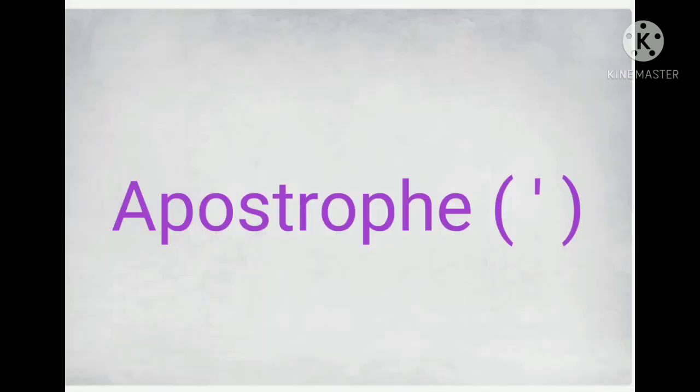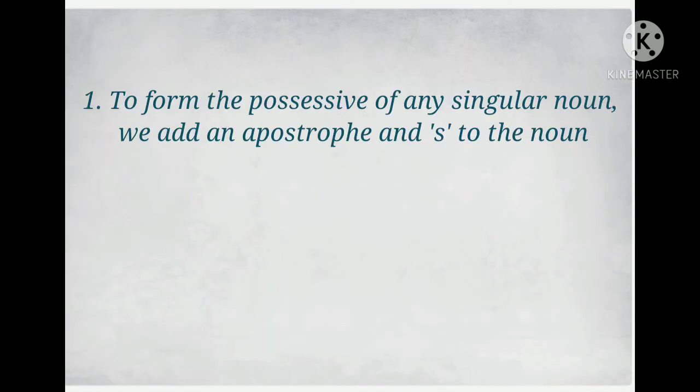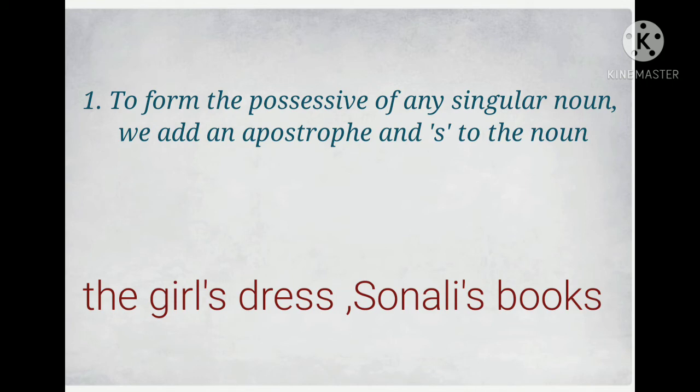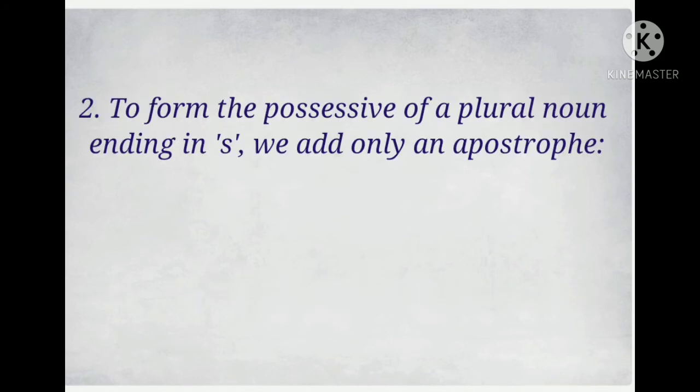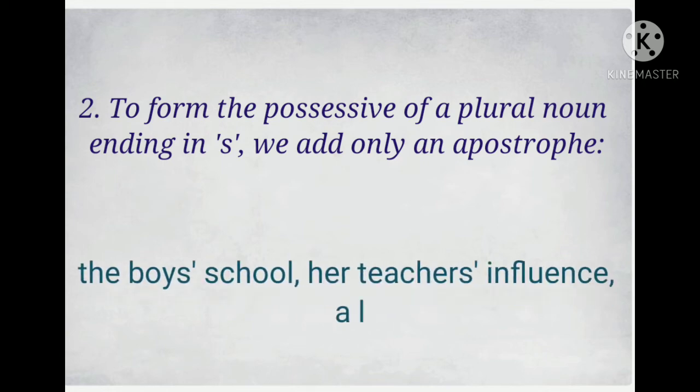Next punctuation mark, apostrophe. The apostrophe is used to form the possessive of any singular noun. We add an apostrophe and s to the noun. Examples, the girl's dress, Sonali's books, etc. 2nd, it is used to form the possessive of a plural noun ending in s. We add only an apostrophe. Example, the boys' school, her teachers' influence, a ladies' tailor.